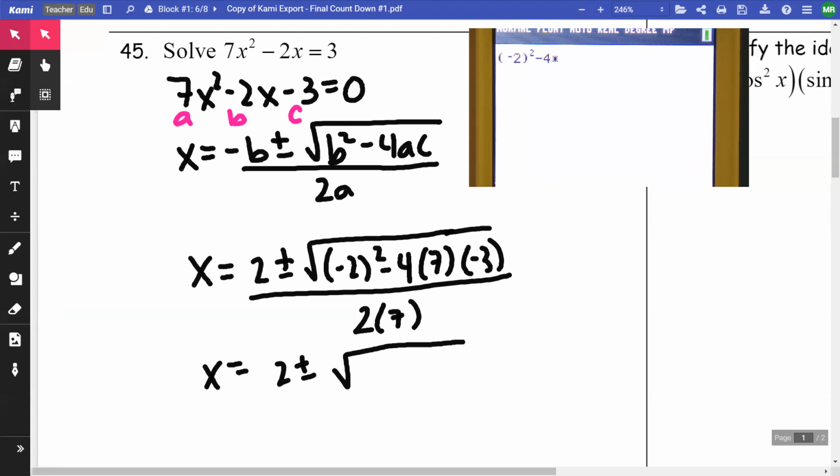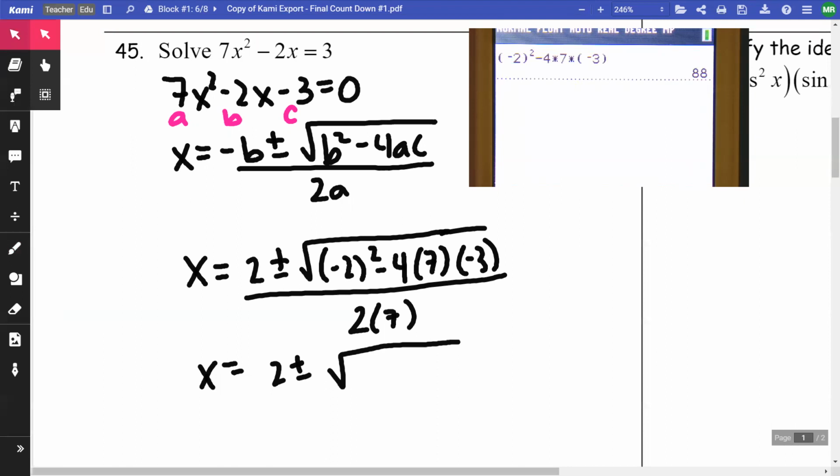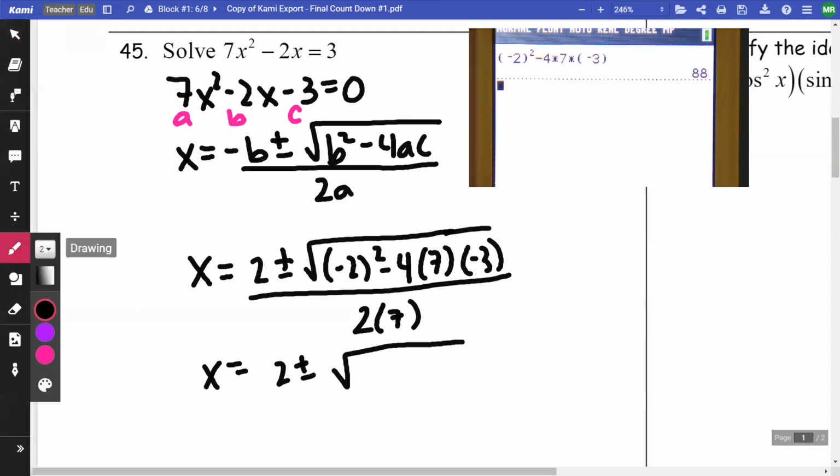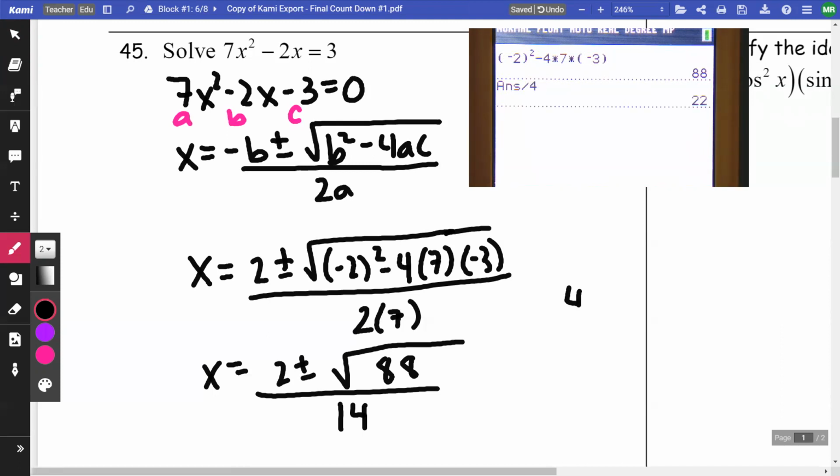-4 times 7 times a -3. And I end up with an 88. So this is an 88, which definitely shows me that it was not factorable because the square root of 88 is not nice. Now, we never want to leave it with a perfect square underneath my square root. So I know for sure a 4 goes into it. Okay, 4 goes into it 22 times. So 4 and a 22. Well, 22 would be a 2 and 11.